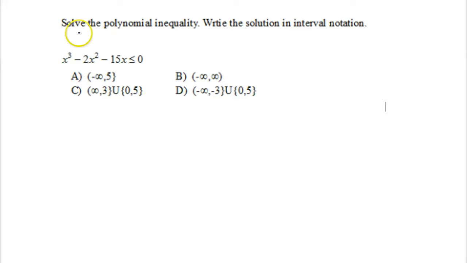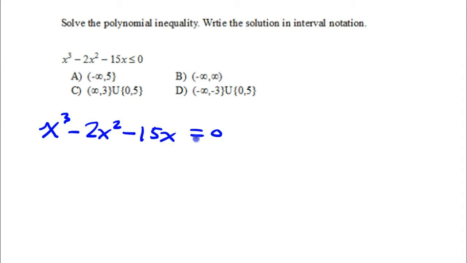In this video, we will solve the polynomial inequality shown here. We will write our answer in interval notation. So, the first thing you do to solve a polynomial inequality is you solve the related equation where you make an equal sign instead of a less than or equal to sign. This will give us the boundary points that we need.